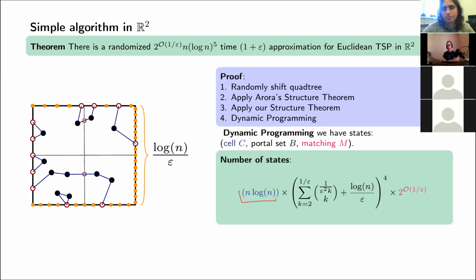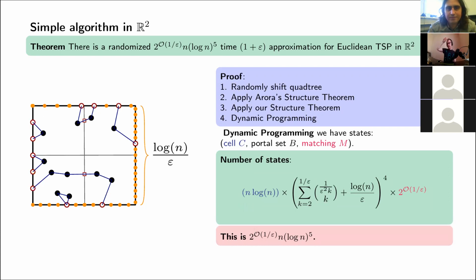So it's n log n cells. The number of states is basically 1 over epsilon squared k choose k. It is just a bound, so we have to take the maximum of that. Or it can be log n over epsilon. And it can happen that we have log n over epsilon for all 4 cells of this quadtree cell. That's why we have this 4 here. And when we have selected this portal set to be 1 over epsilon, then this margin will be 2 to the 1 over epsilon. And this is basically 2 to the 1 over epsilon and n to the log n to the 5.